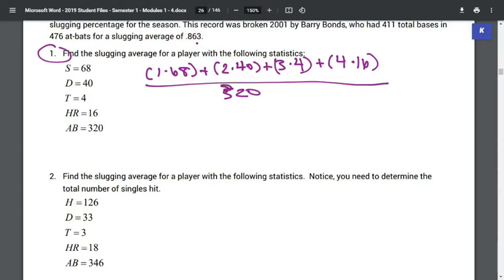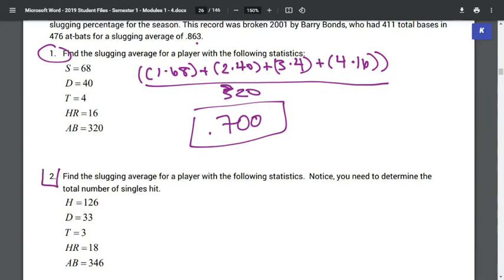One thing to be careful of when you plug this into your calculator is the parentheses. If you notice, we have parentheses around each of those. When you plug this in, make sure you also put parentheses around all of that and then divide by the number of at-bats. If you don't put those big parentheses in, then it's going to do PEMDAS, and that's going to mess up the answer that you get. But when you type that in, the answer you should get is 0.7. So that's going to be the slugging percentage for that one right there.